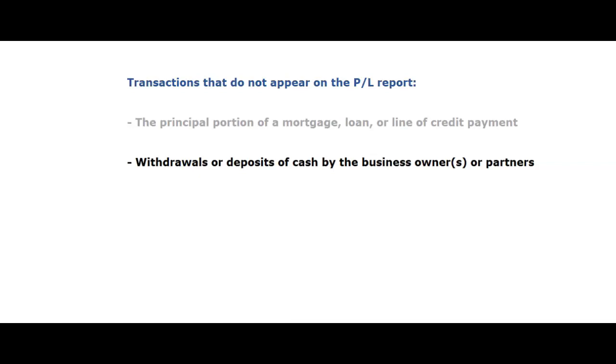Withdrawals or deposits of cash by the business owners or partners. When a business owner or partner wants to withdraw cash from the business for their own personal use, or deposit cash to fund the business and keep it in cash, those are called owner's draws and owner's contributions. Again, those are balance sheet items. Those are not going to show up on the profit loss report.